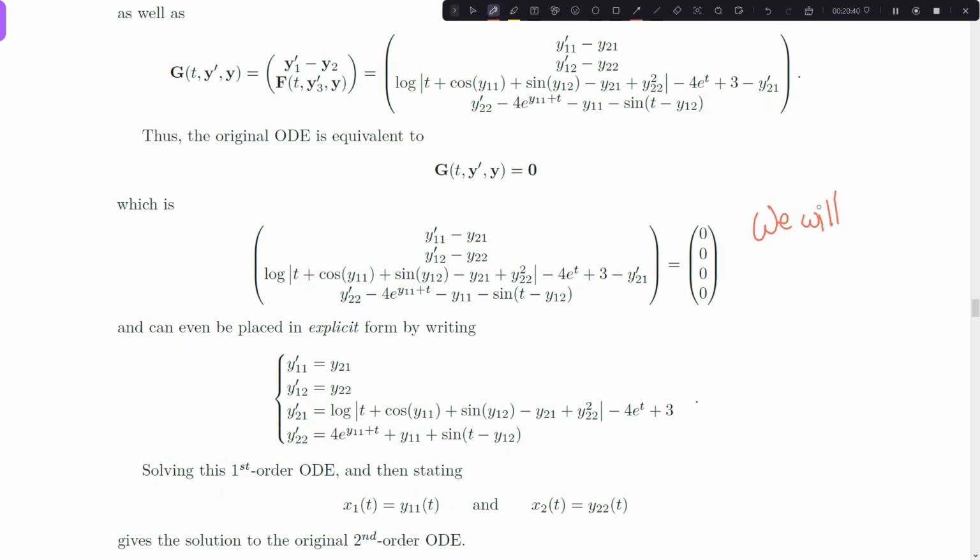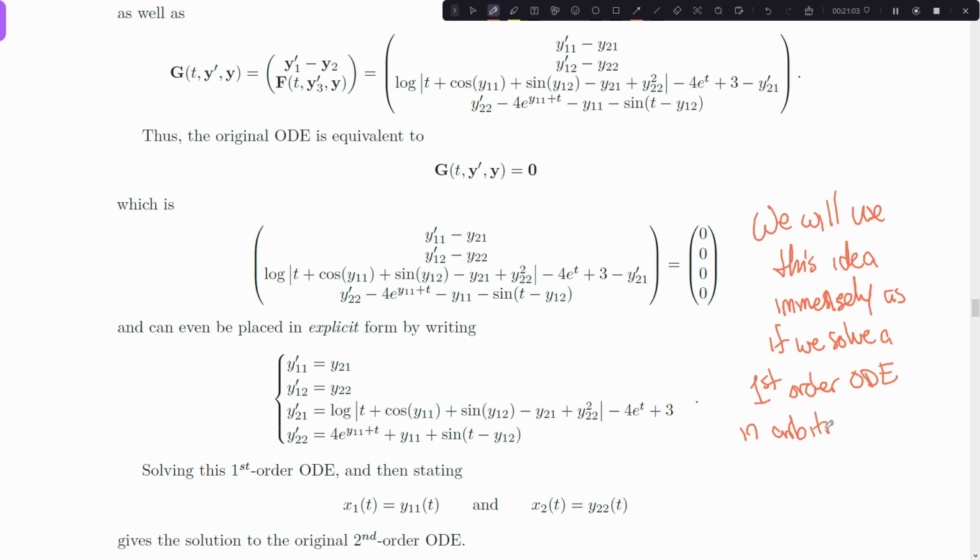We will use this idea immensely, as if we solve a first order ODE in arbitrary dimension, we can solve any order ODE in any dimension as well. So that's really the important thing. We're going to extract some formulas for some higher orders of ODEs using this technique.